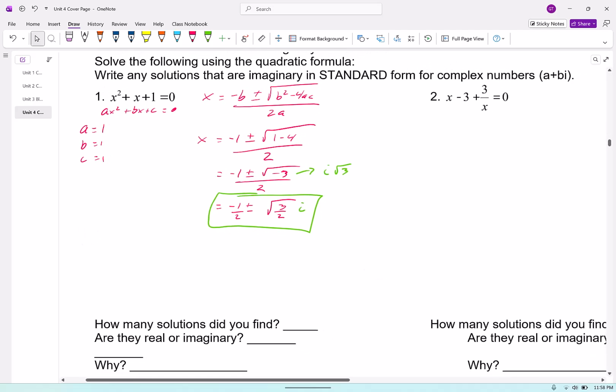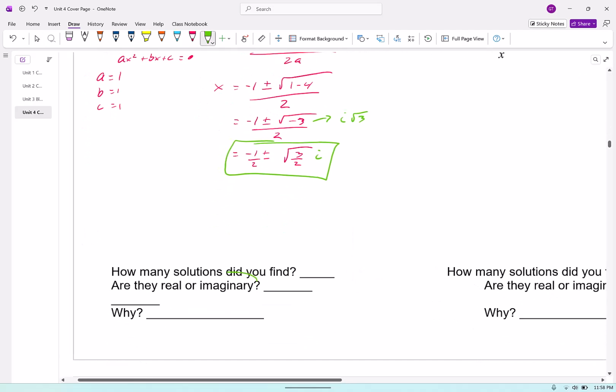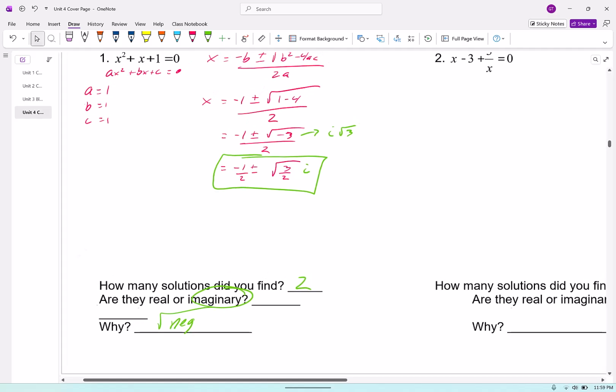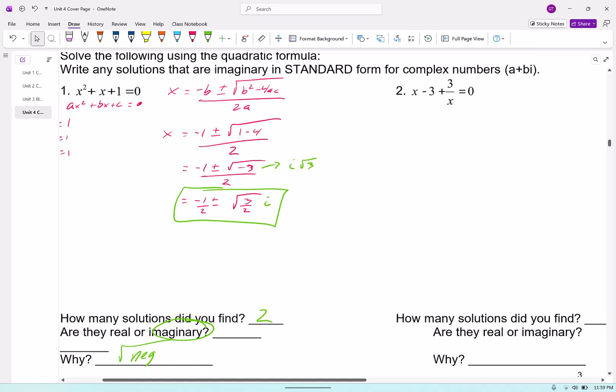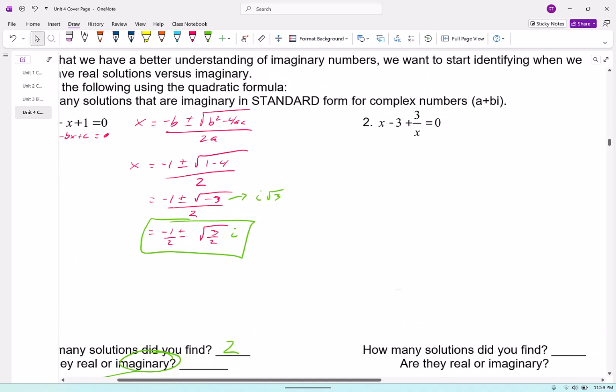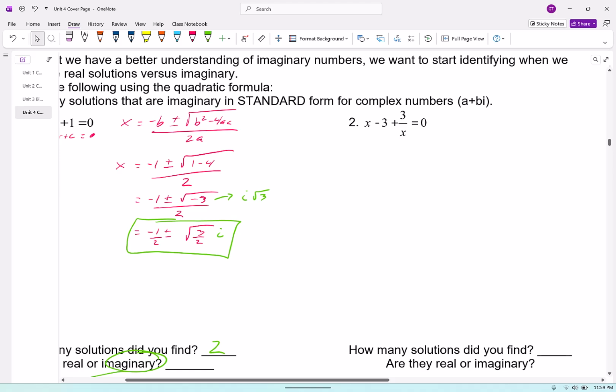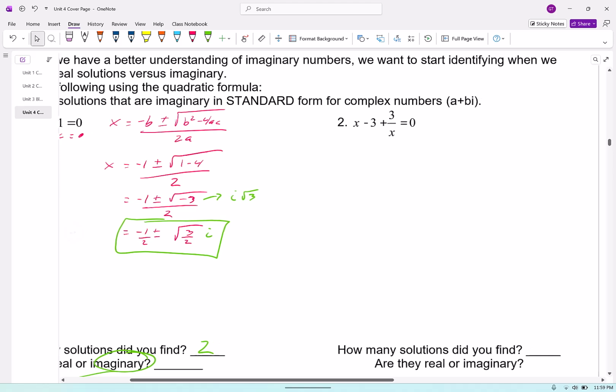Now, because I have i, I'm going to have imaginary numbers. Why? Because I have a negative under the square root. How many do we find? We got 2 answers because we got the plus or minus. Okay. I have my answers in standard form.